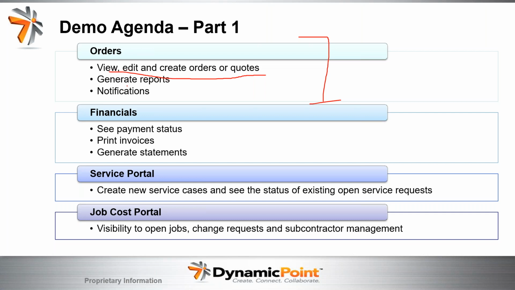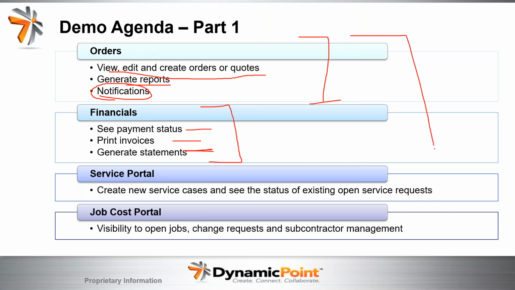Maybe we want to generate some reports, right? So we want to generate a sales report, an invoice, things like that, generate some notifications based on my interaction in the portal. From there, we'll go into financials. Maybe I want my customers to see their payment status on their invoices, print invoices, generate statements, etc. So other interaction from a financial perspective.